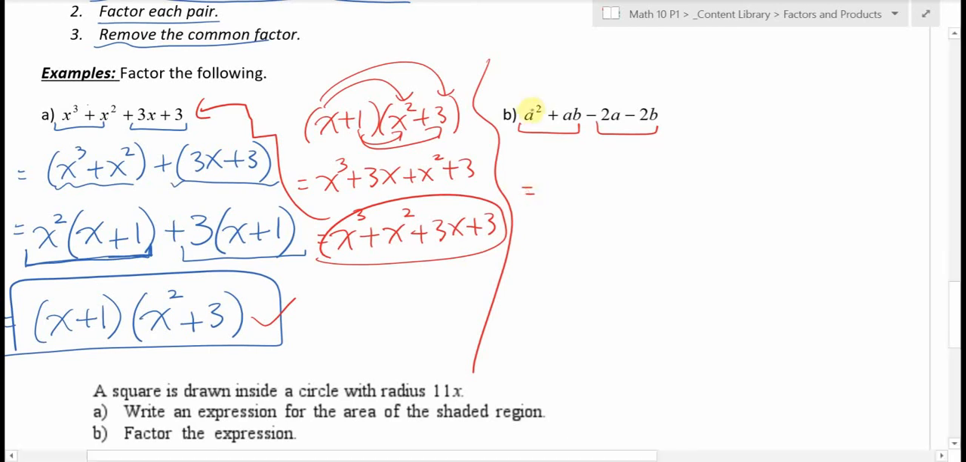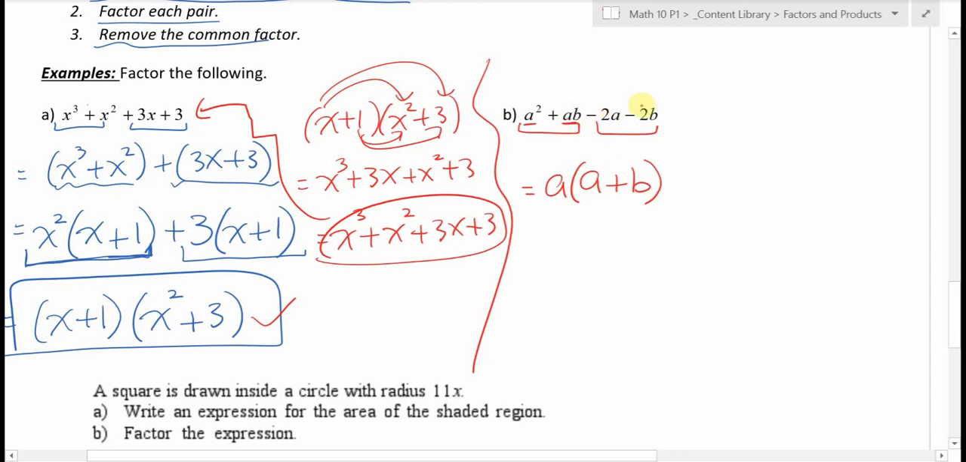In this case, for the first two terms, you can see this is a squared and this is ab. Both terms contain a, so that's our common factor. a squared divided by a is a. ab divided by a is b. So that's what we have when we factor out the a.